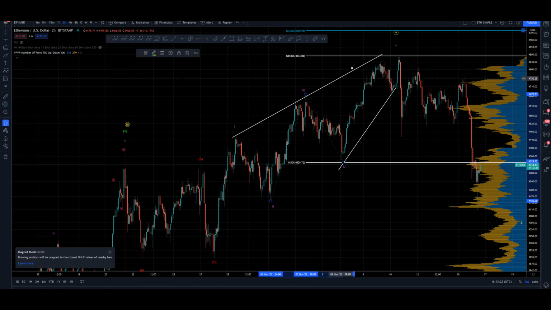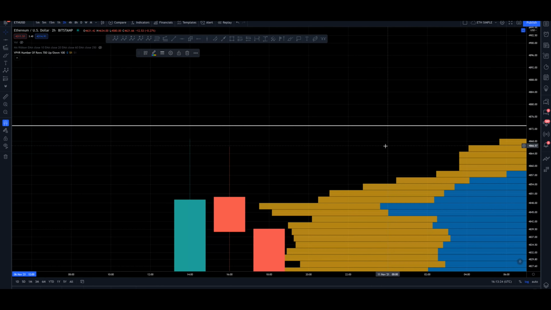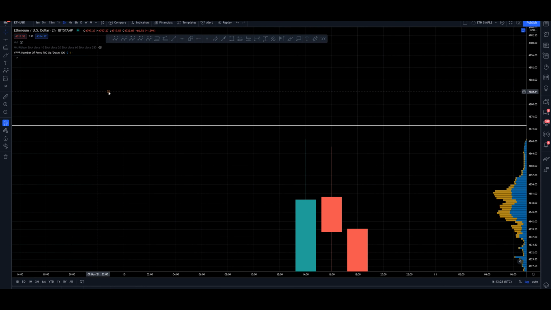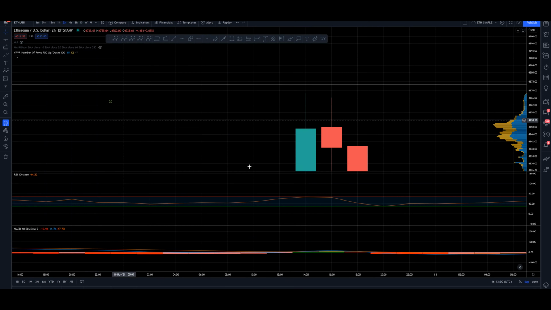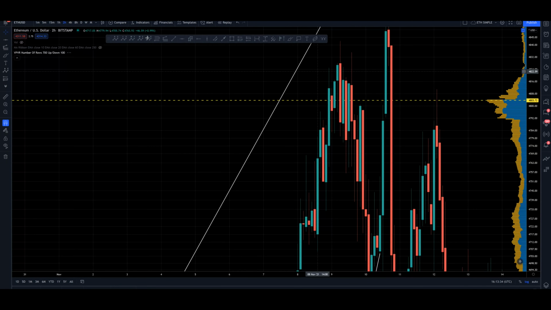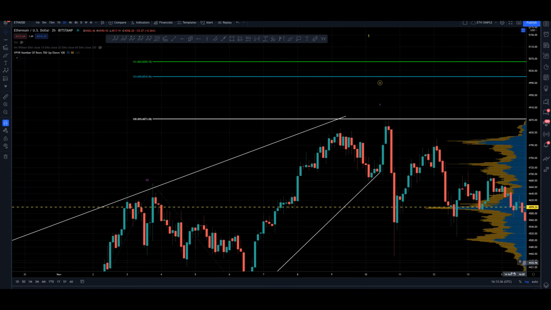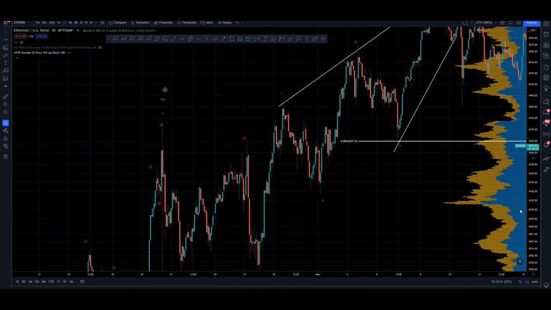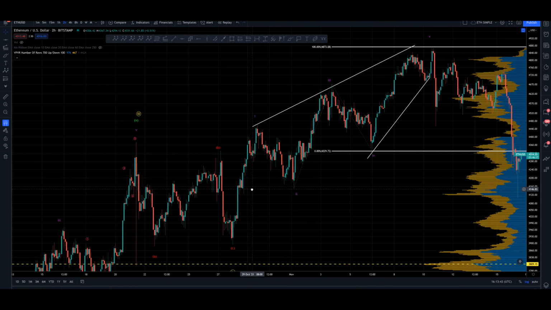Yeah, we're going to have to zoom in on that. It is smaller, but that's all it needs to be. It's smaller, so it is a contracting ending diagonal. So, does the subwave structure support it? It's not that clean, to be honest.